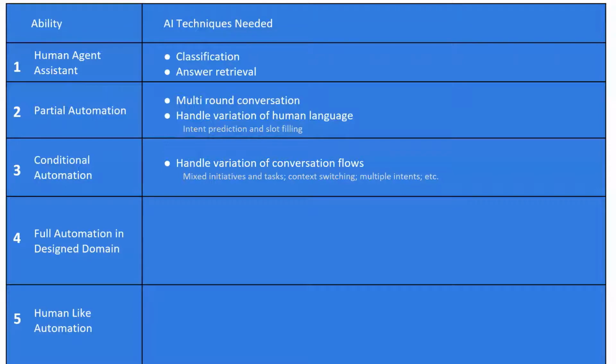Once we reach level 3, the virtual assistant can handle the variation of human language and the variation of conversation flow. Then it can achieve conditional automation.